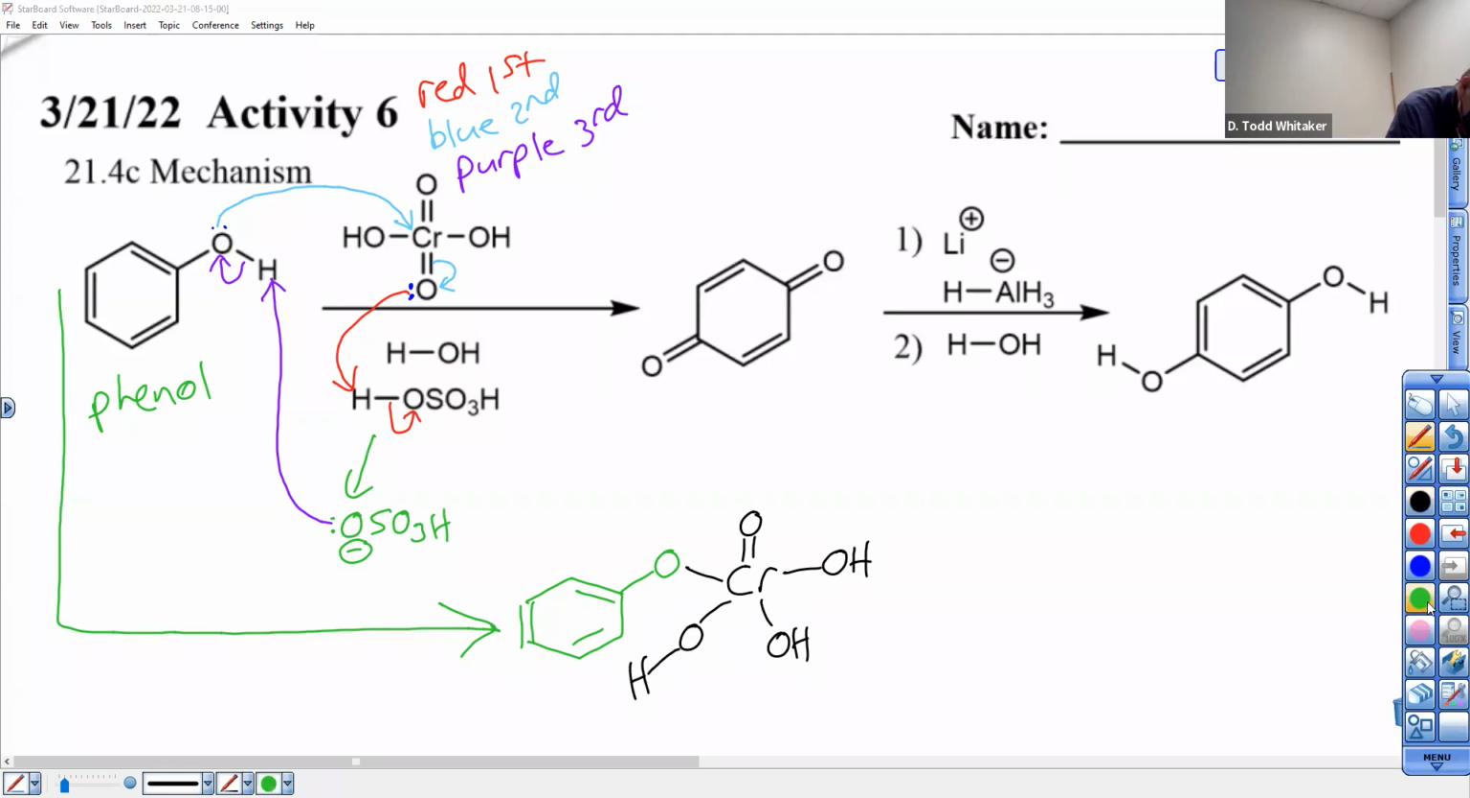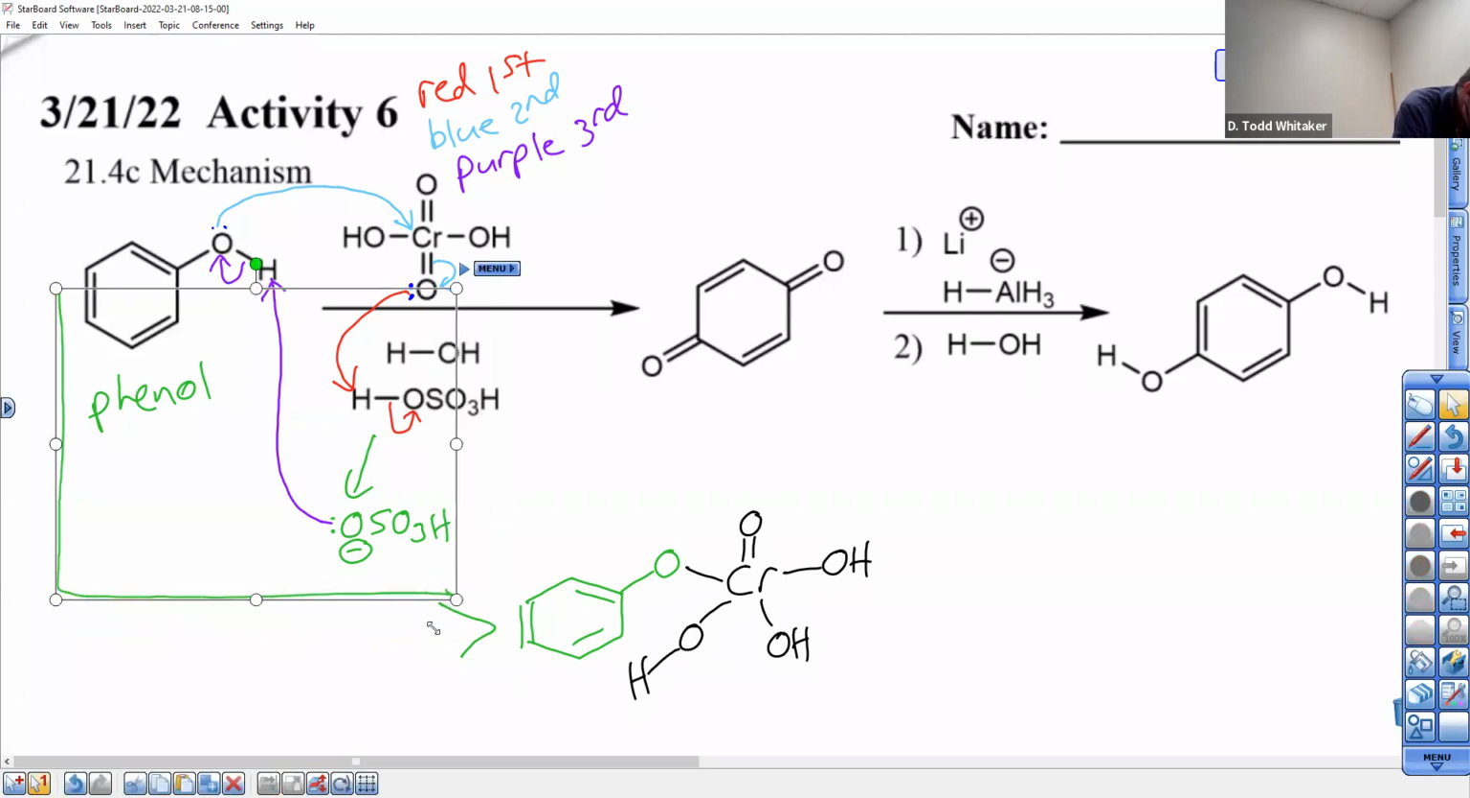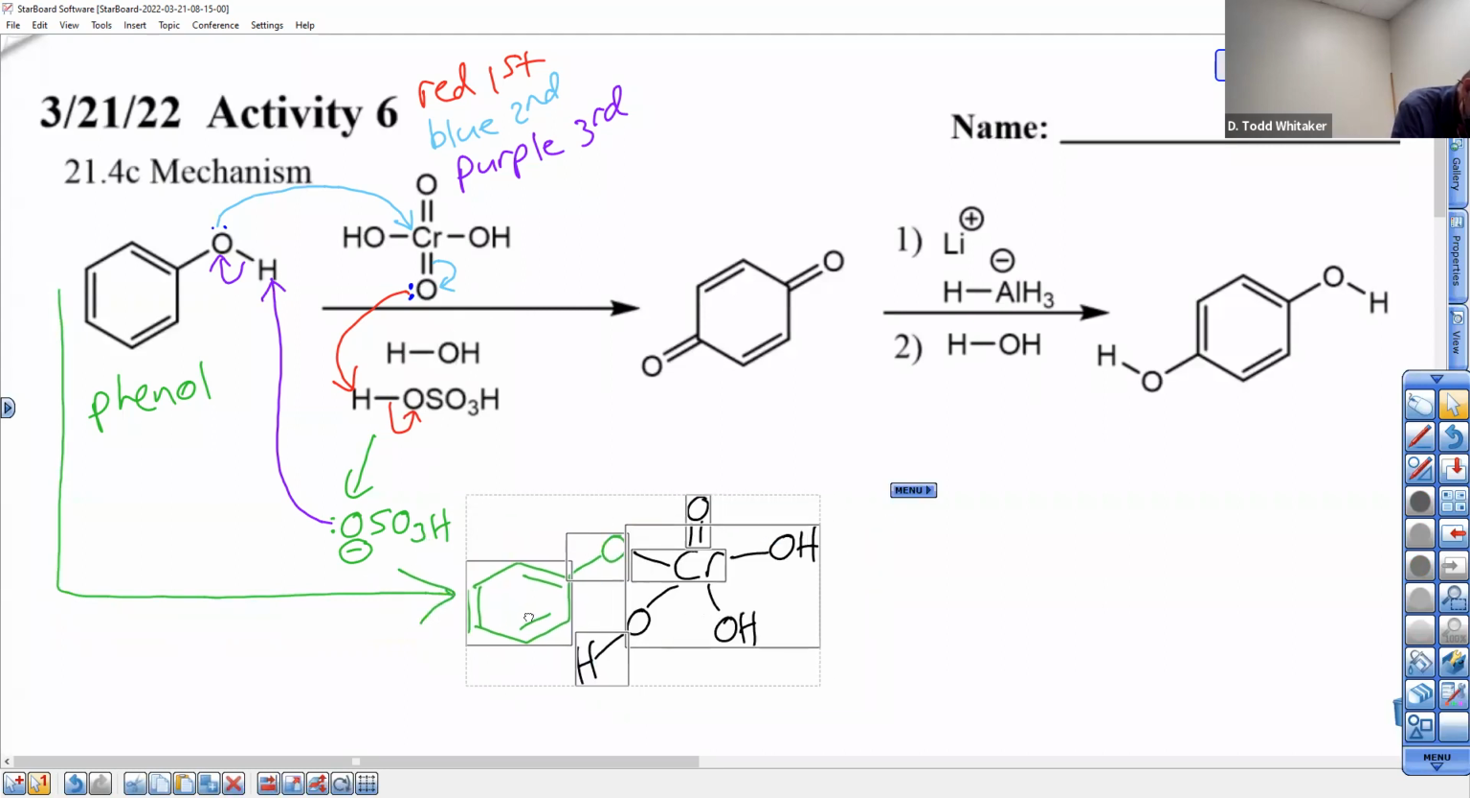Time to make a chromate ester. I don't know, maybe I can shrink this arrow a little bit. Look at you. Worried about space, that's all.